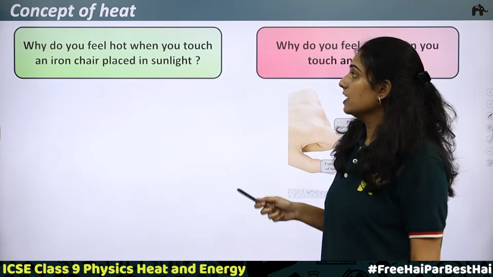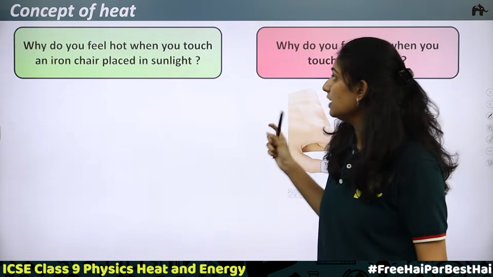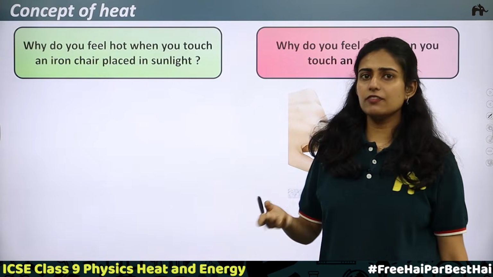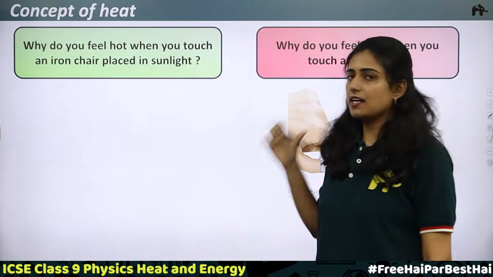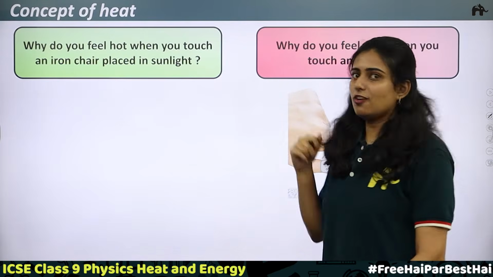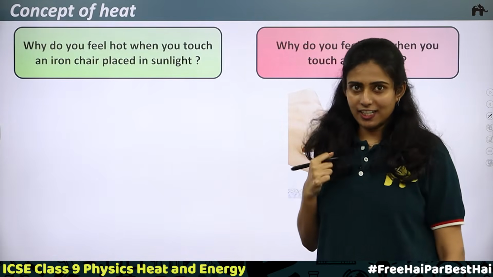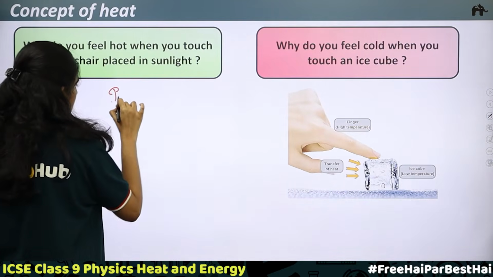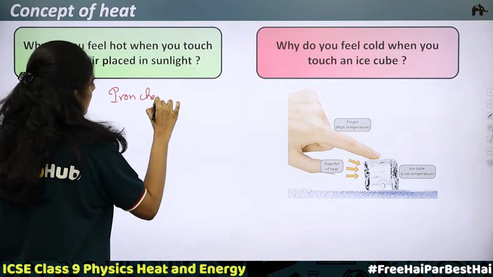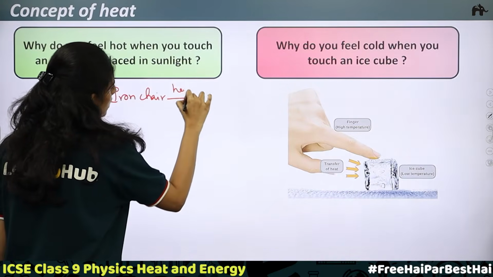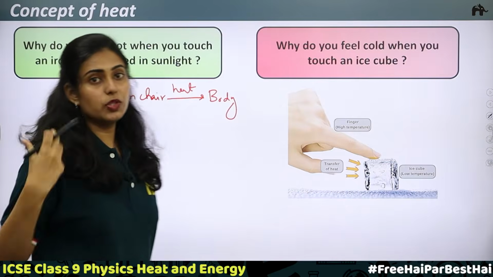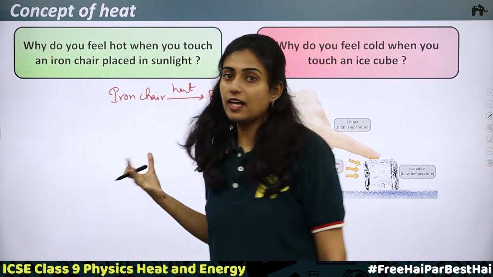Got it? Now a question: why do you feel hot when you touch an iron chair placed in sunlight? It's not necessary that it be an iron chair; even a plastic chair, when it is kept in sunlight for some time and you go sit on it, what happens? You will feel the heat, right? So here what is happening? From the iron chair or the plastic chair, the heat is transferring to your body. Heat energy is getting transferred to your body. This is why you feel that hotness.